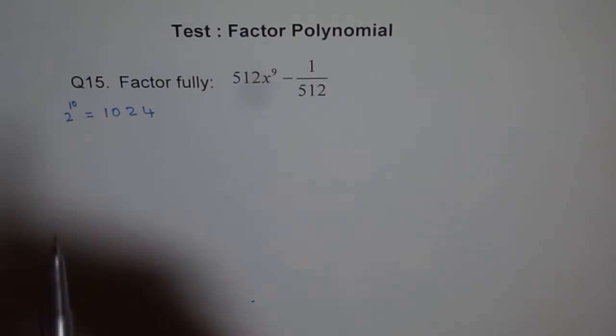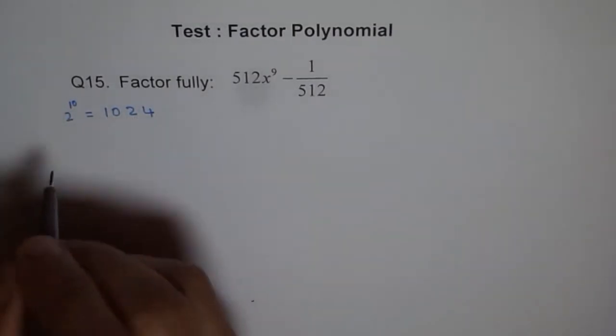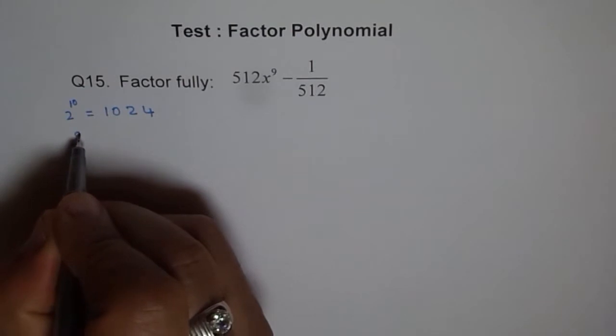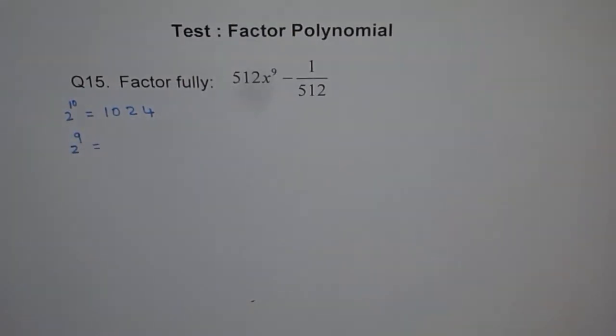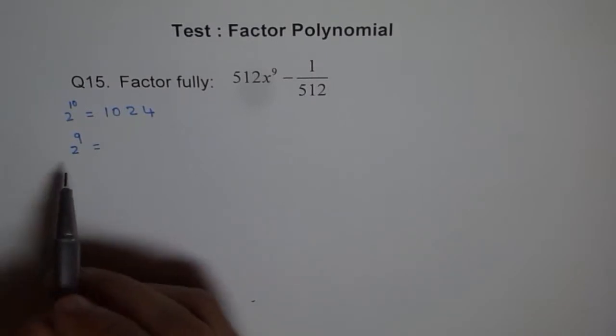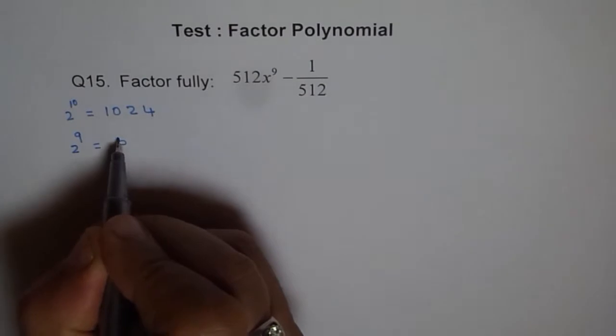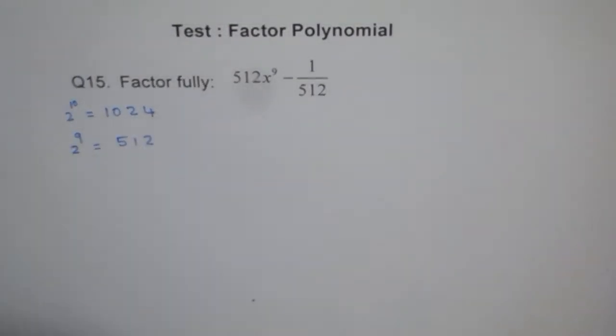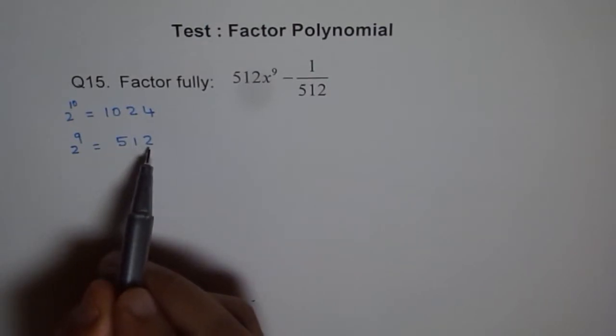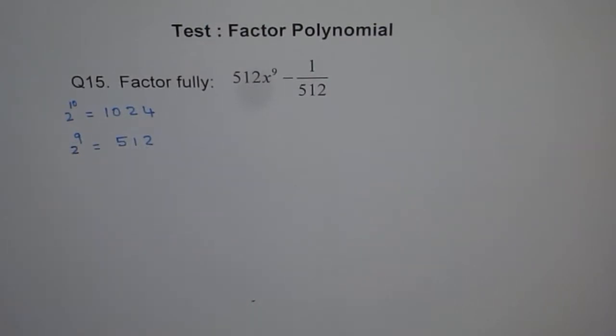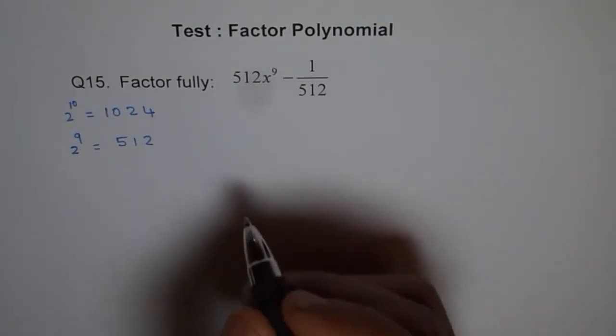Remember this. So if 2 to the power of 10 is 1024, then what is 2 to the power of 9 equal to? That could also be a communication question at times. It is this divided by 2, right? So it is 512, the magic number. Do you see that? And therefore, I can write 512 as 2 to the power of 9. Does it make sense? Yes, it does. And it helps us a lot.